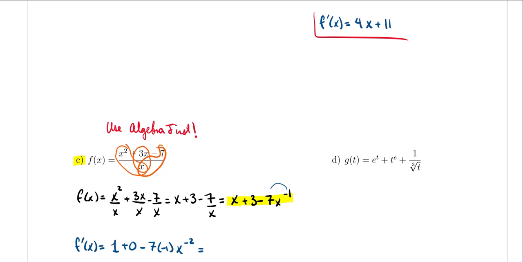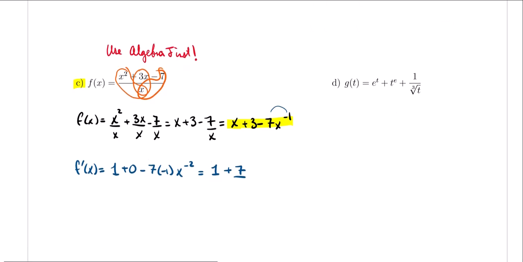Our derivative function then is equal to 1 plus 7 over x squared. Let me scroll up here. There we go, 7 over x squared. Ta-da! We're done. Excellent. Alrighty.